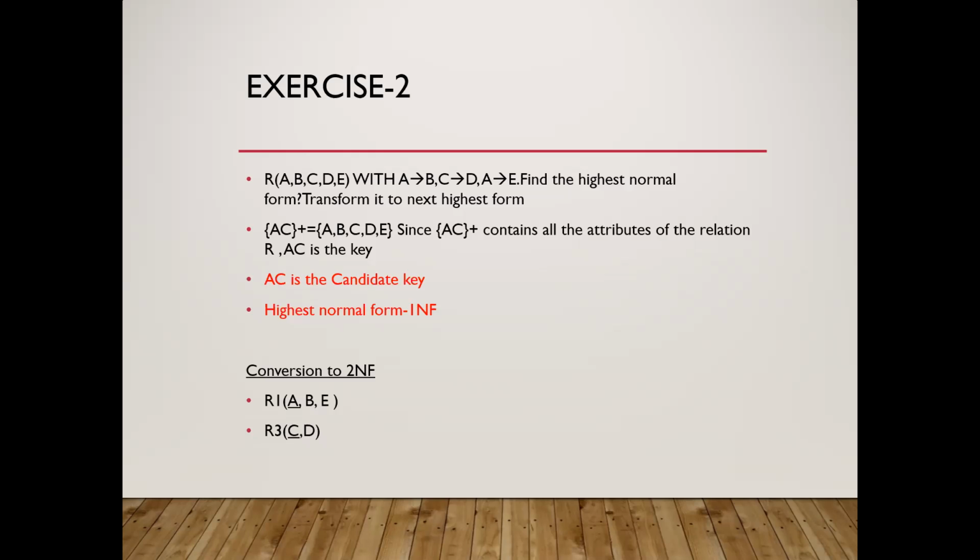How to convert it? There are two functional dependencies with the A attribute: A functionally determines B and A functionally determines C. So we can put them in one relation, R1 of ABE, with A as the key, A as the candidate key. In the second relation, we have C and D with C as the key.